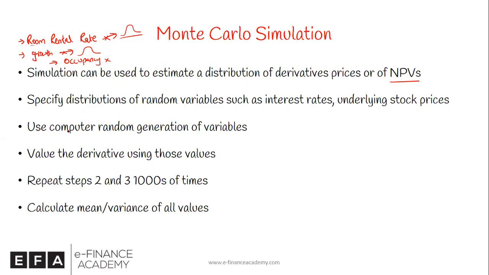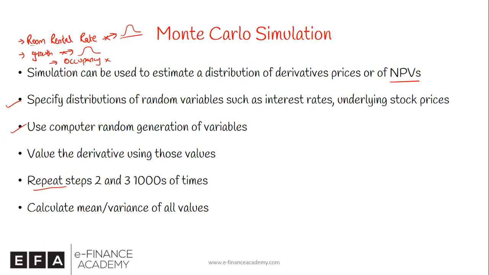Third step will be you'll use the computer to generate random values for each of these random variables. And when it generates random values, based on that, it will value the hotel, or it will basically use this step to come up with the net present value once. And then all these steps would again be repeated. So the second step and third step would again be repeated thousands of times, meaning the computer will randomly generate a value for each of these random variables once, get the NPV, then randomly generate again, and then get the NPV, and it will repeat that thousands of times.